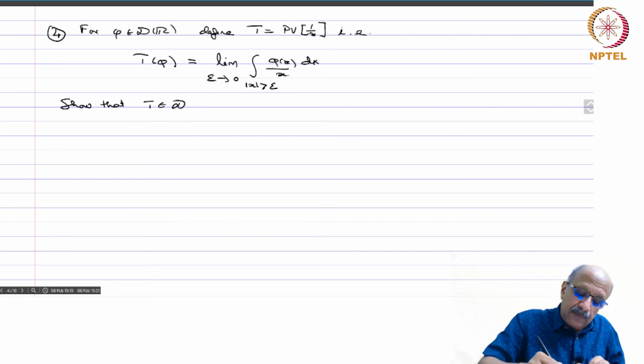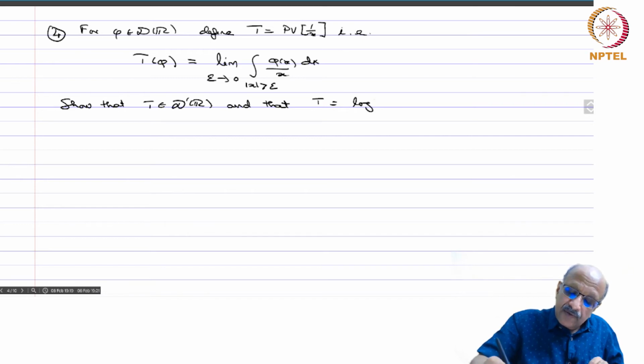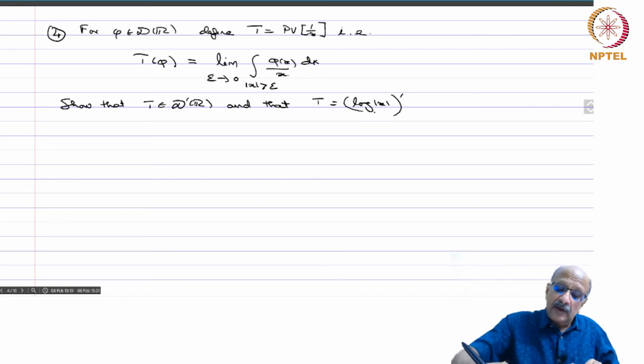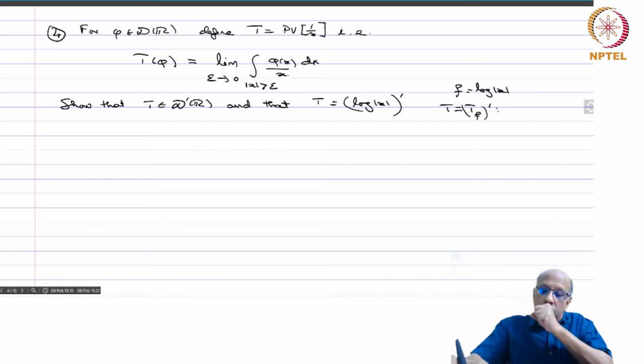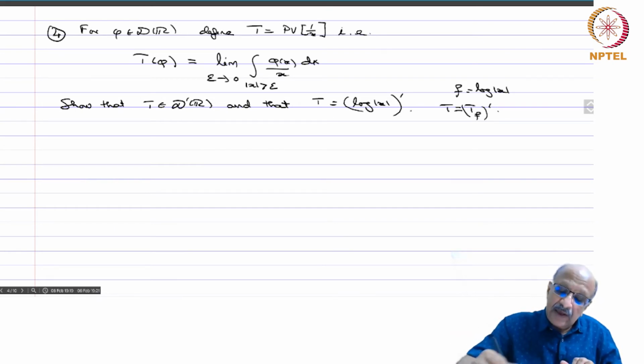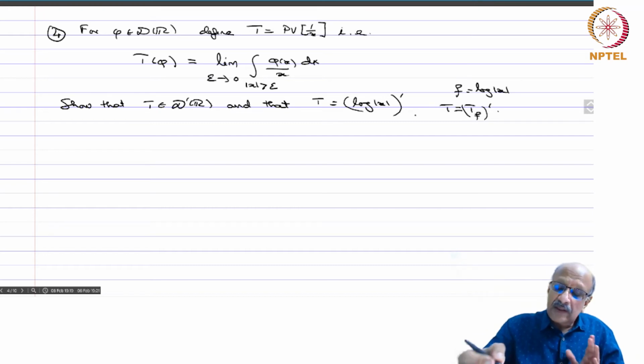that T belongs to D prime of R, and that T is equal to log mod x prime. That means log mod x is a locally integrable function. So if you take f equals log mod x, then we say that T is equal to Tf dash. Okay, that is the meaning of the statement here. Log mod x is a locally integrable function, which you can check yourself.